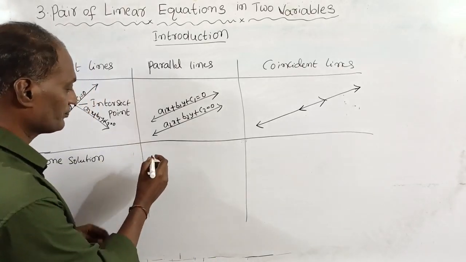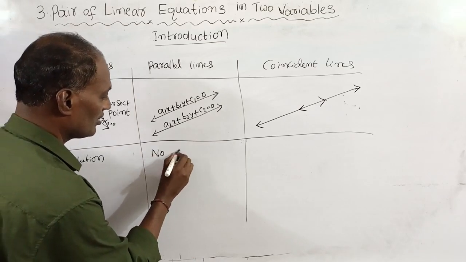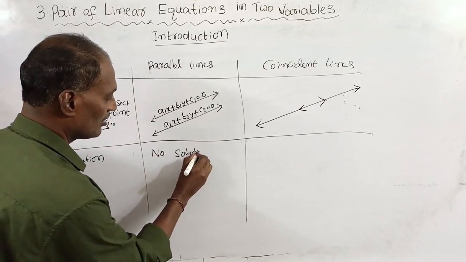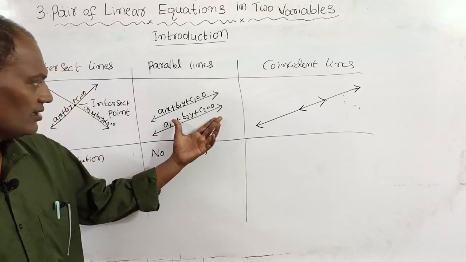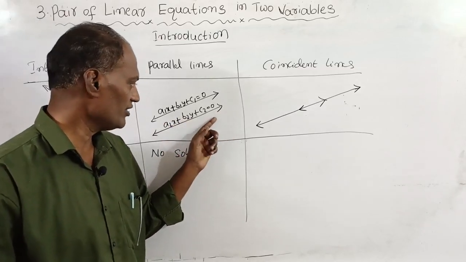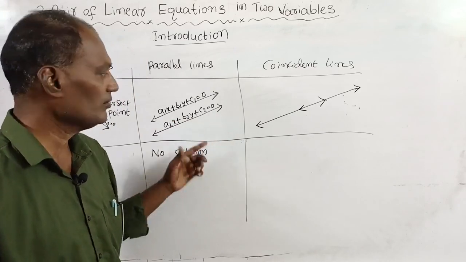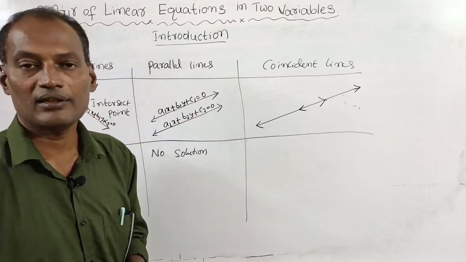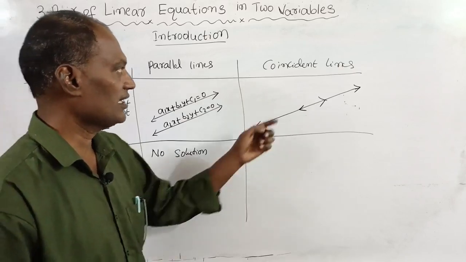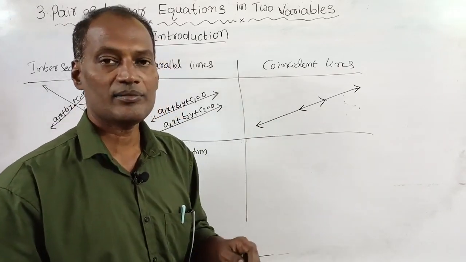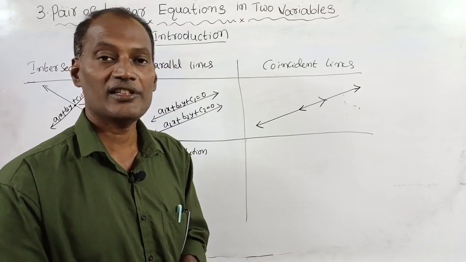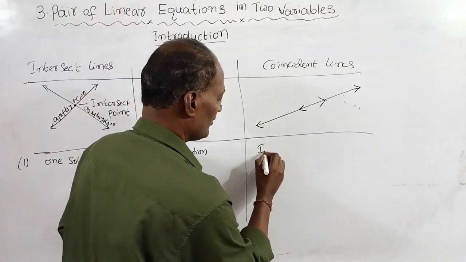In this, no solution, because in this linear equation the lines do not intersect. That's why there is no solution for this type of linear equations. This next one is coincident lines. Coincident lines may have infinity solutions. Here, infinity solutions.